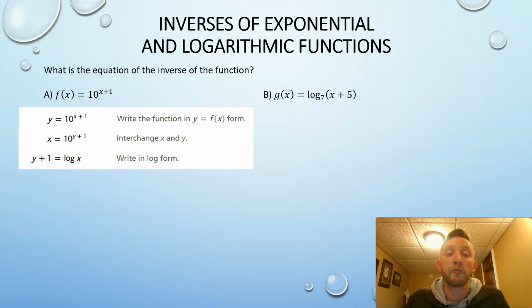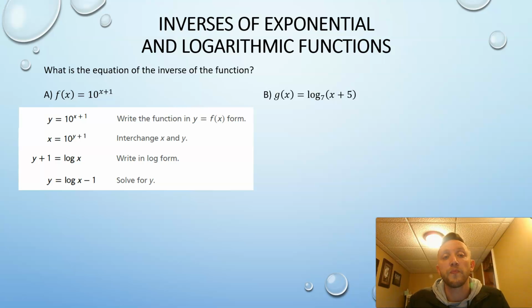Then once we get it in logarithm form, remember the goal here is to get the y by itself. Sometimes it's really important to keep in mind what our goal is. So our goal is to get the y by itself. To get the y by itself, we just have to subtract 1. So we're just solving for y. So we get y equals log of x minus 1.